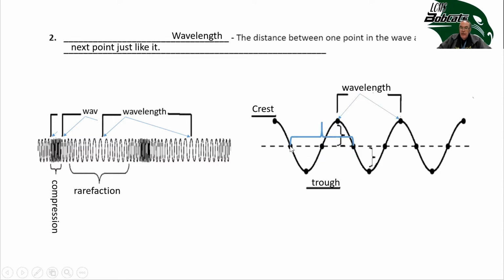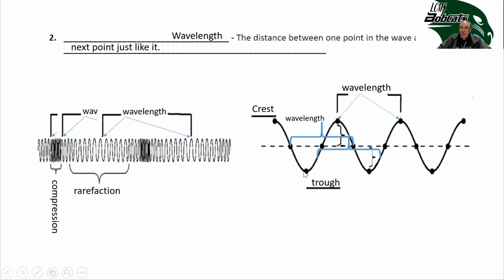But what if we start here? Okay, so we come from a crest and we're on the downhill side. The next point, this one's on the uphill side. The next one just like it, coming down from a crest, is right here. And this would also be a wavelength.